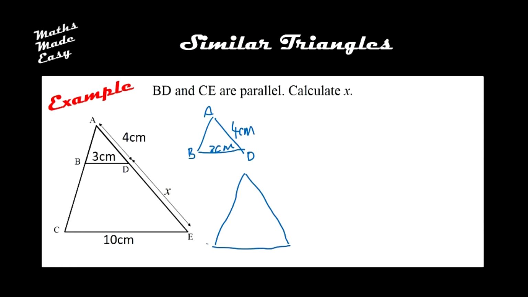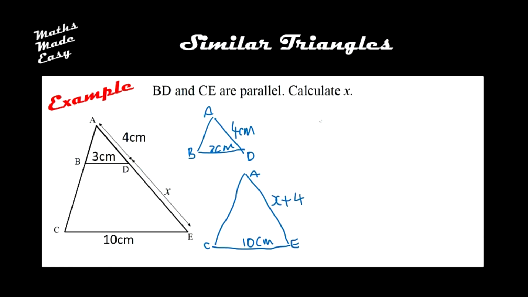I've also got the larger triangle, this one here, which goes C. I've got A at the top and E at the bottom, and I've got a base of 10 centimeters, but the height here, or the sloped height I should say, isn't x, it's in fact x add 4, because I've got this whole length here from A to E, so it's x plus 4.